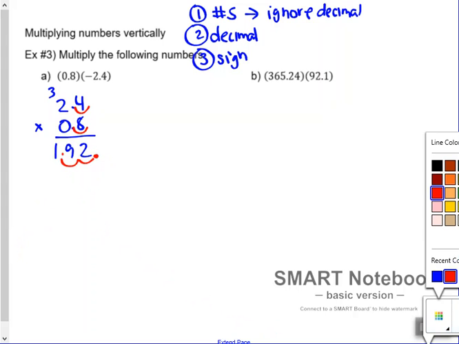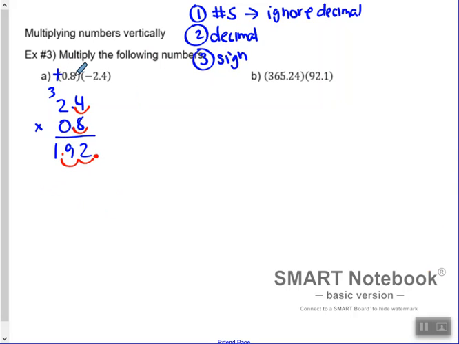Okay. Lastly, we take a look at our sign. So we have a positive times a negative. So I'm going to get negative, and then 1.92.